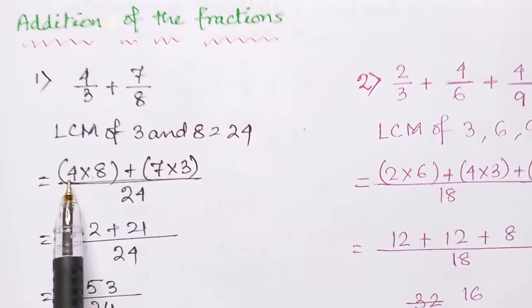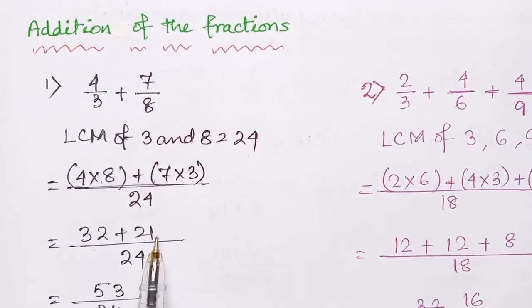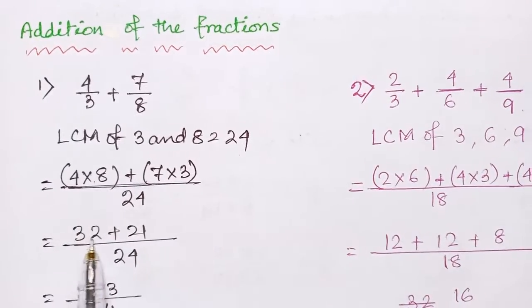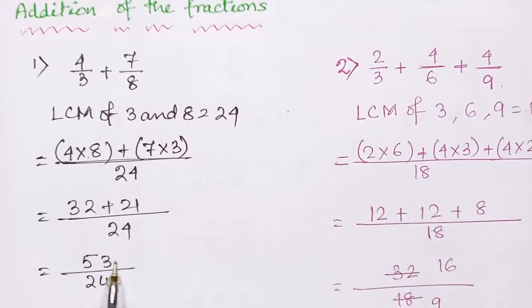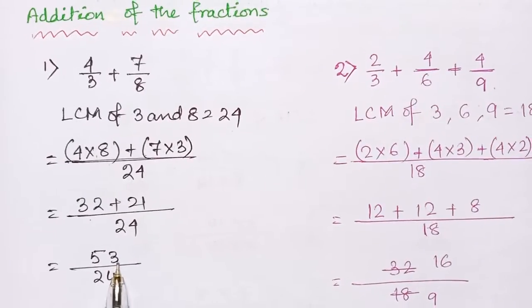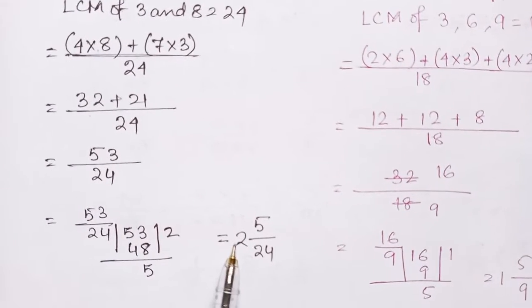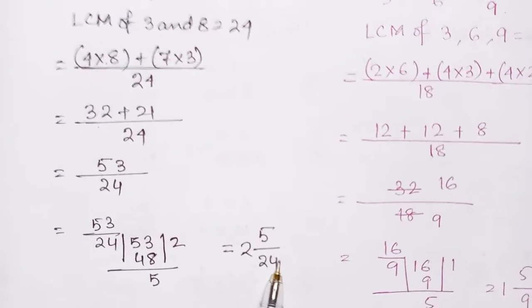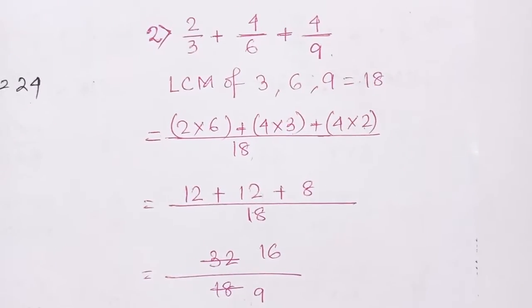So 4 into 8, that is 32. 7 into 3, that is 21. So 32 plus 21 divided by 24, that is 53 divided by 24. As this is an improper fraction, we change it into a mixed fraction and get the value 2 and 5 by 24.